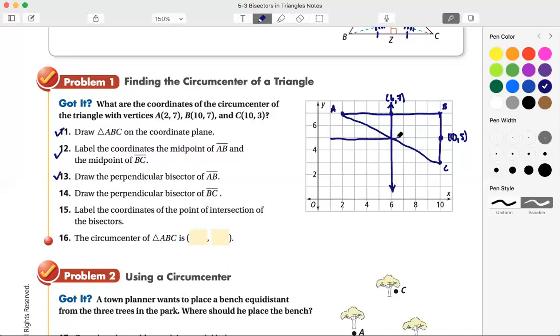So we know this is perpendicular. Bisector, done. Label the coordinates of the point of intersection. Here is the point of intersection at 6, 5. So the circumcenter of the triangle ABC is at the point 6, 5. Notice the circumcenter is the point of intersection of the perpendicular bisectors.